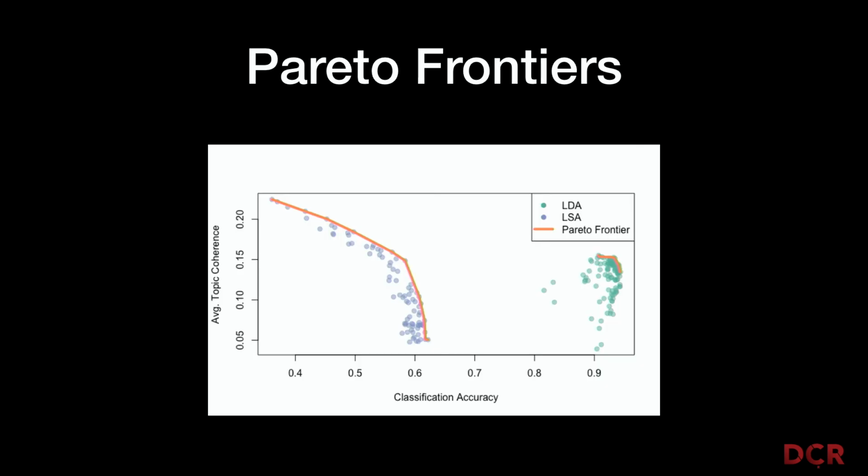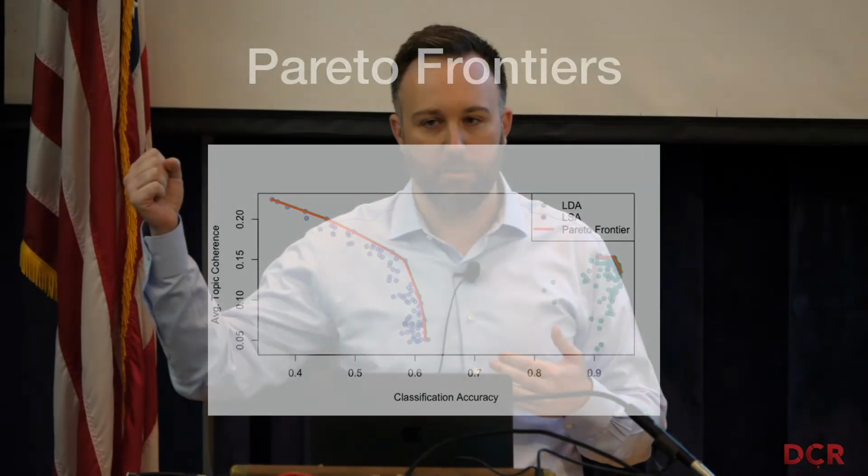So as I said, I optimized for both accuracy and coherence. And what this plots here is how you get accuracy versus coherence for a whole bunch of hyperparameter settings for both LSA on the left here in purple and LDA in green on the right. The orange lines are what's called a Pareto Frontier. So basically what that's saying is at that point, you can't do better on one of these metrics without doing worse on the other. So these would be considered optimal points, and then you have to decide, do I care more about interpretability or do I care more about classification accuracy?